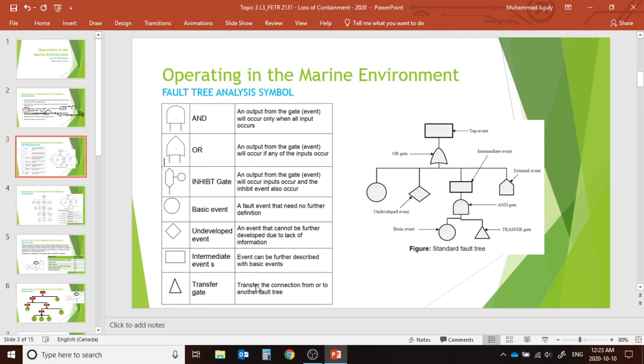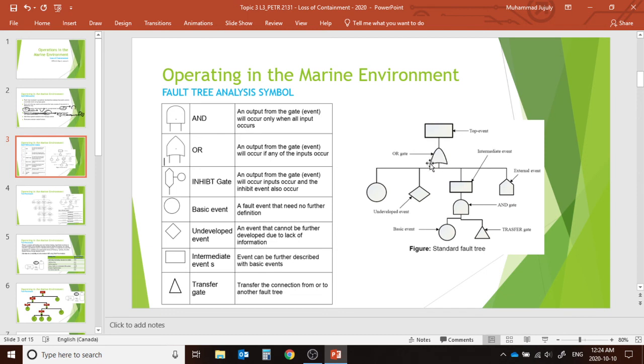on the flowchart. Okay, so this is the top event, and that's how it looks. The top event and the intermediate events are denoted by a rectangular shape, but the basic events are round, a circular shape. So what is the basic event? Basic events are fault events that need no further definition. That means it's the base of the events. All right, we'll see how the basic events work.